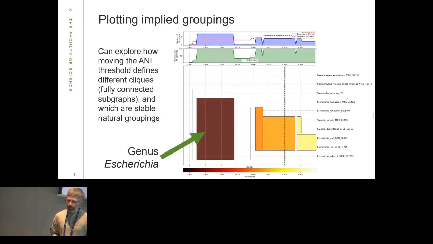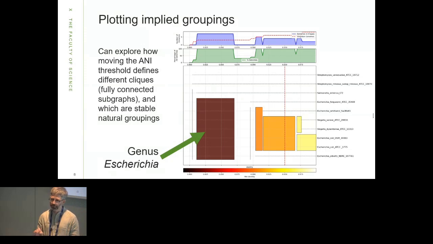You can be a bit more systematic now. This is a quite complicated new plot that we came up with. You can vary your threshold. You don't have to pick 95% as your species threshold. And you can see if you cut off at that point, what natural groups form in the data. And you get cliques that may indicate biological functions.